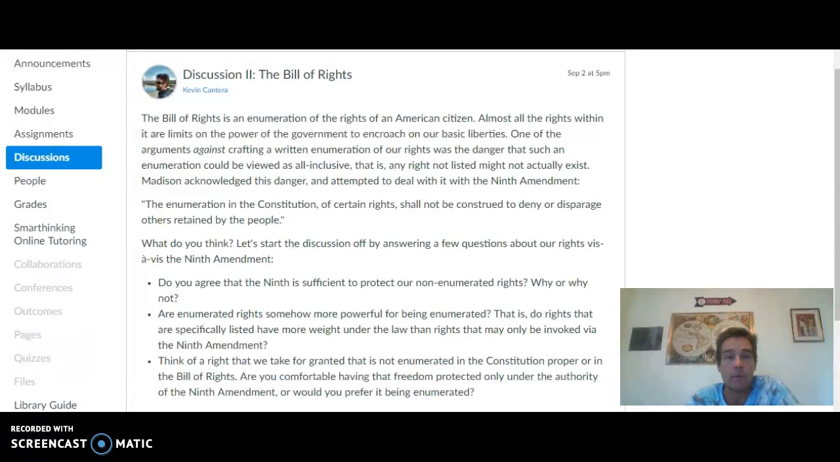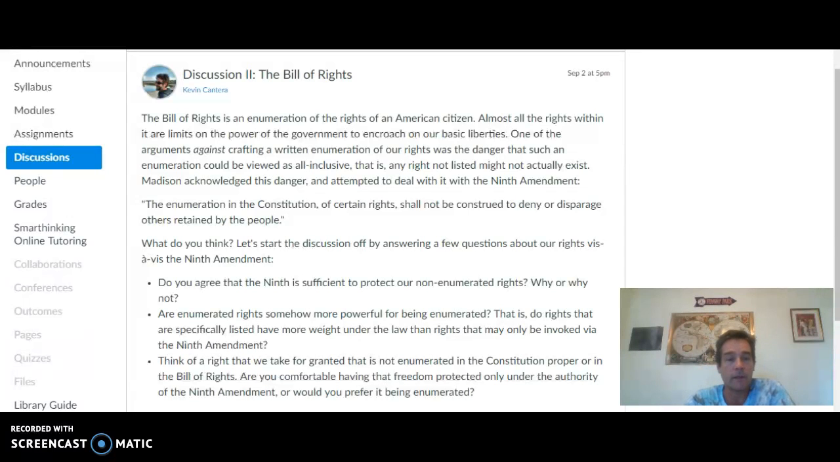And then we have the Ninth Amendment, which is supposed to protect all those rights that aren't specifically enumerated in the Bill of Rights. The text of the Ninth, I put it in the discussion board. The enumeration in the Constitution of certain rights shall not be construed to deny or disparage others retained by the people. So this was seen as sort of the stopgap. Okay, we're going to list a bunch of rights, but just so you're under no delusion that these are all the rights the people have, we're also going to put in the Ninth Amendment, which says just because it's not included here doesn't mean it's not a right.